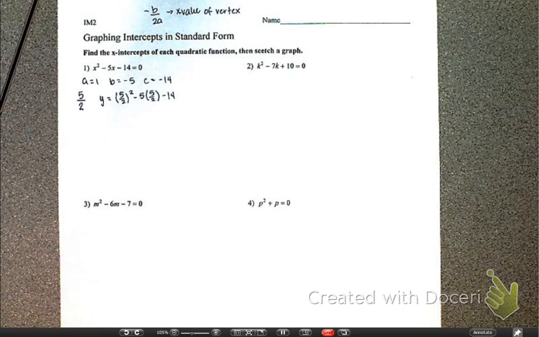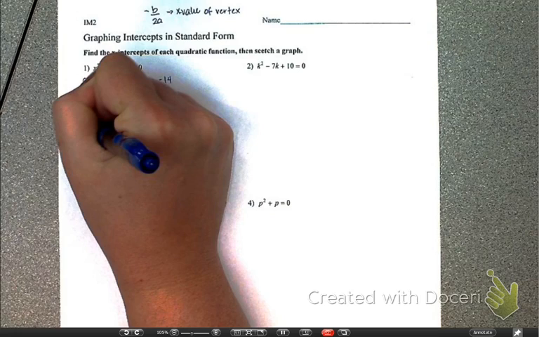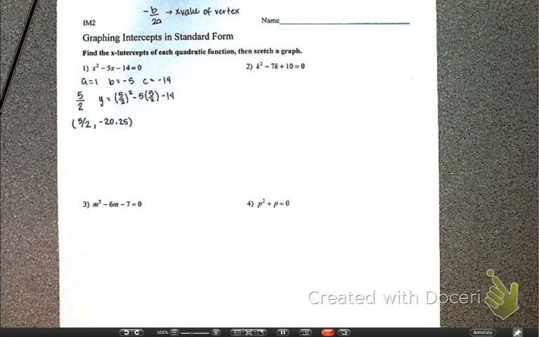You should have gotten negative 20.25. Did you get negative 20.25? Did anyone? Okay. So 5/2 or 2.5 and negative 20.25. Again, that's not going to fit on a normal graph, which is why you didn't get one. But we will sketch at the end. We also need to factor to find the intercepts. I'm hoping all of these are factorable.